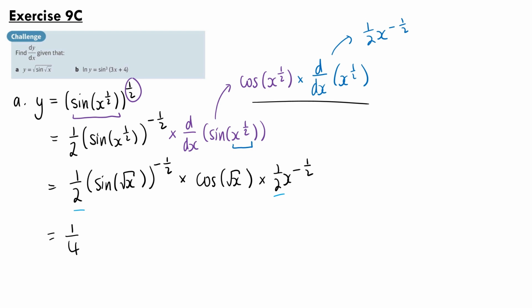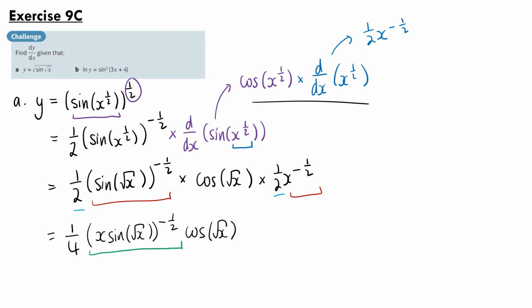then I guess we can combine these two terms if we wanted to, because they're both to the power of minus a half. If we multiply them together, we have x sine of the square root of x, to the power of minus a half, times cos of root x. And if we wanted to, we could rewrite this as one fraction by taking this negative power down. So we could write this as cos of the square root of x on the top, and then the 4 and the square root of x sine of root x on the bottom.